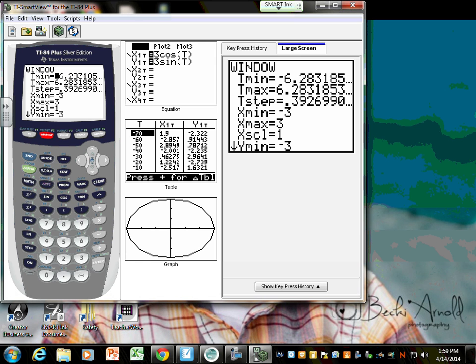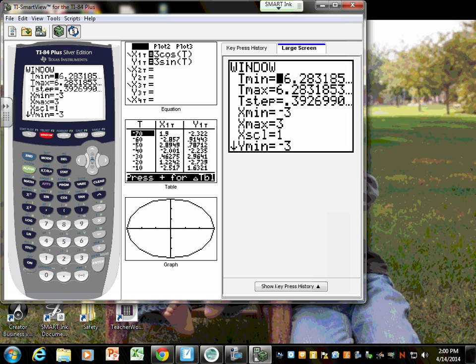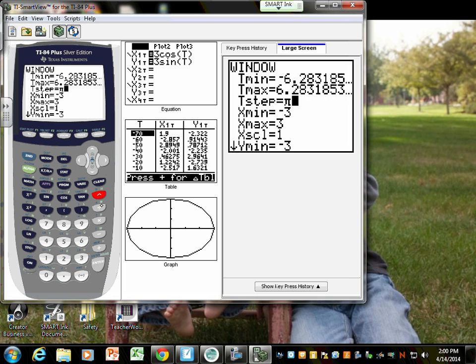This is the step. So this is how many times you pick a t value. Usually the smaller the better. Try like pi over 8 or pi over 10 or something like that. I tried pi over 4 and it changed my oval to an octagon, which is kind of cool. Watch. Pi over 4, enter.